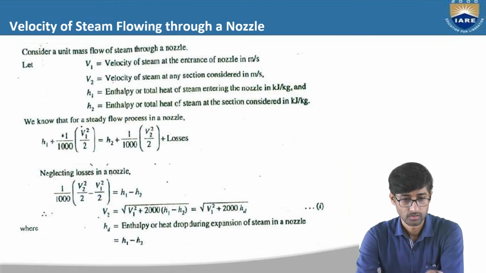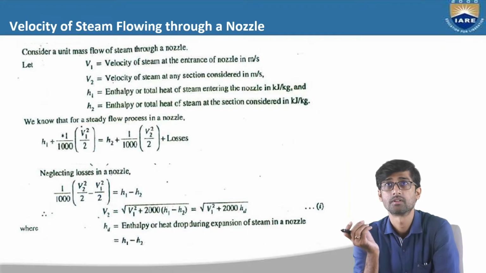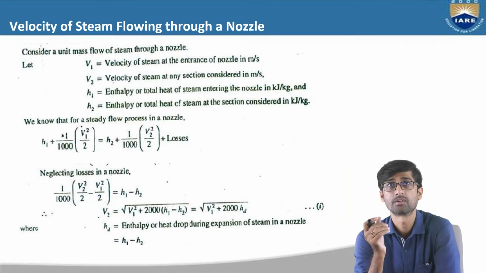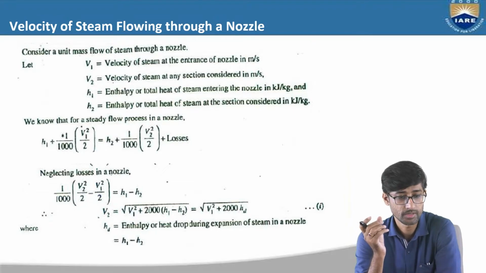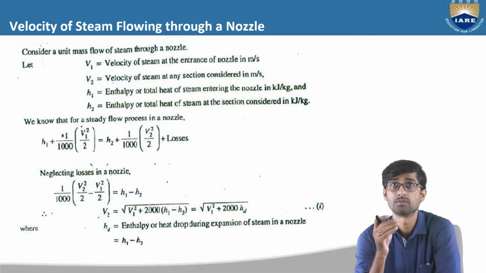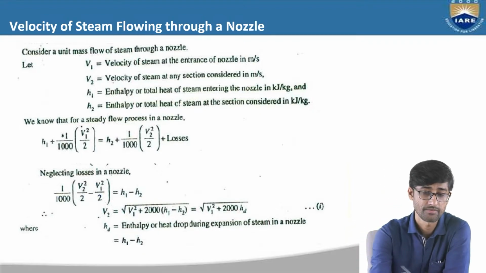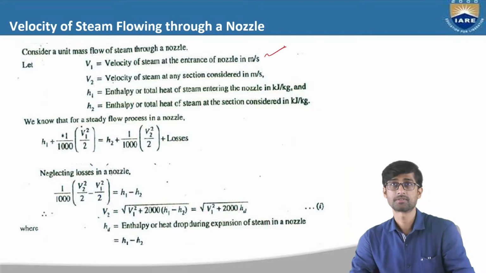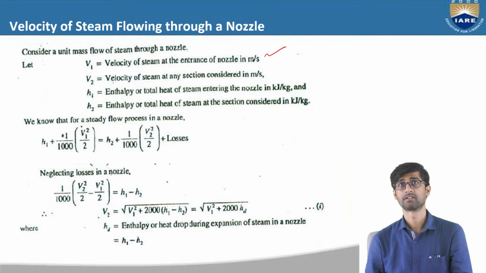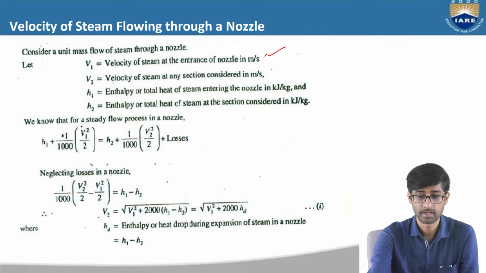Next, what is the velocity of flow through the nozzle? Now we are going to calculate that. Consider a unit mass of steam flowing through a nozzle. Let capital V1 be the velocity of steam at the entrance of the nozzle, and V2 the velocity of steam at any cross section.